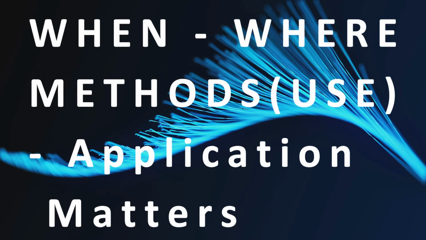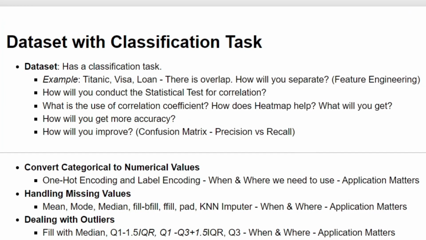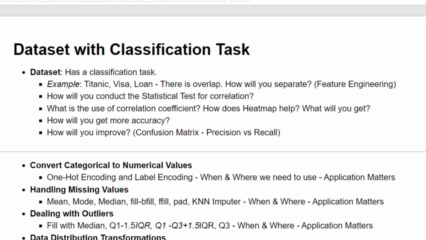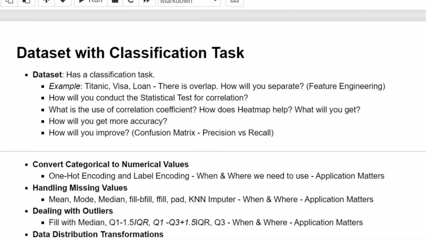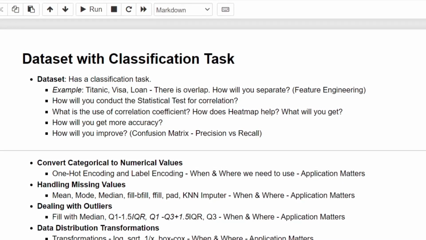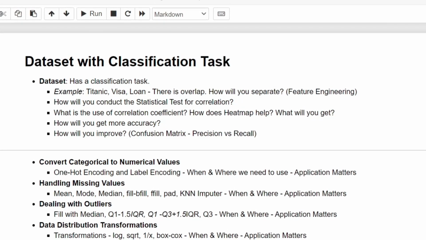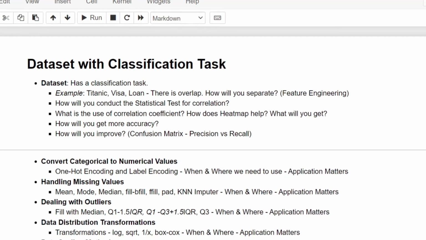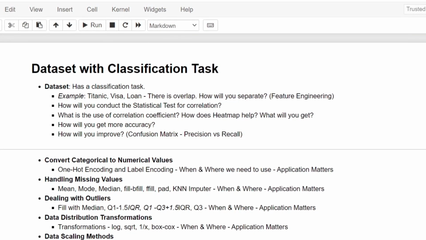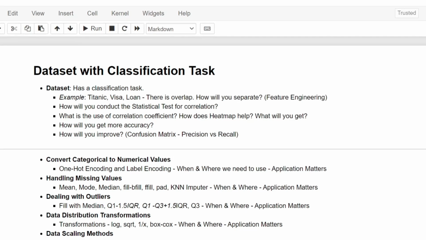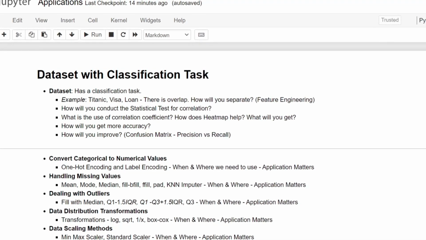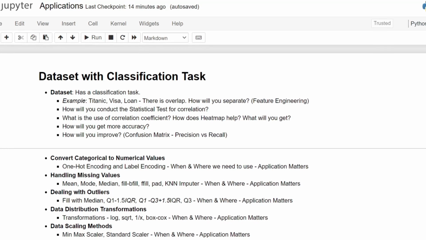Today we try to see some of the terms in machine learning. The first thing is, once you are given a dataset with a classification task, we try to see if it is a binary classification, and whether there is an overlap. Examples: Titanic, Visa, loan prediction dataset. There is an overlap. How will you separate them? How will you do the feature engineering in such a way that, as a human, we can segregate and say this belongs to class 0 and that belongs to class 1? If you are able to do that, the machine learning job will be very easy.